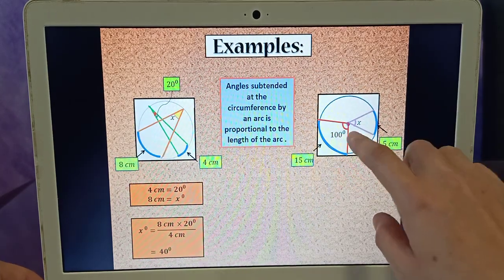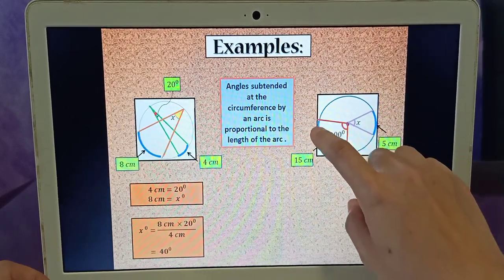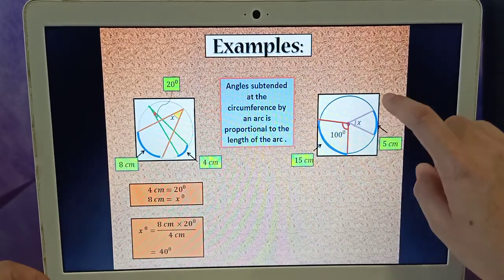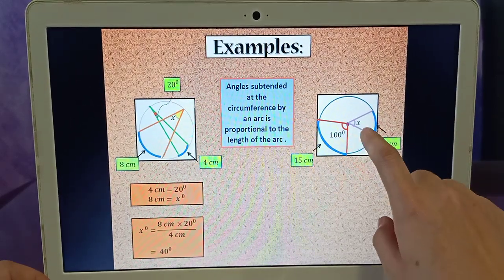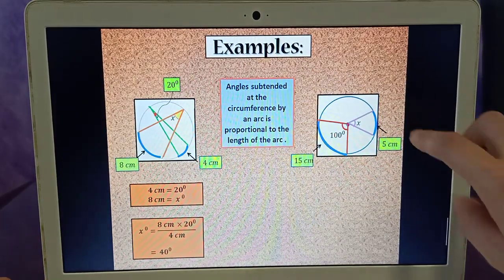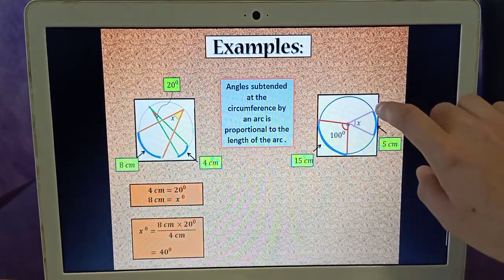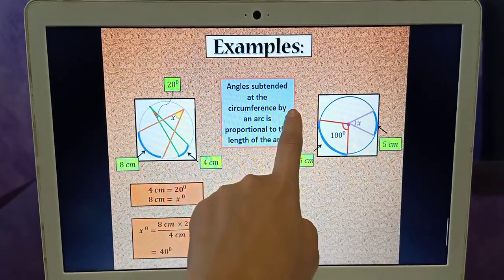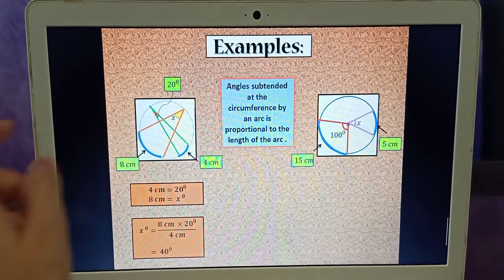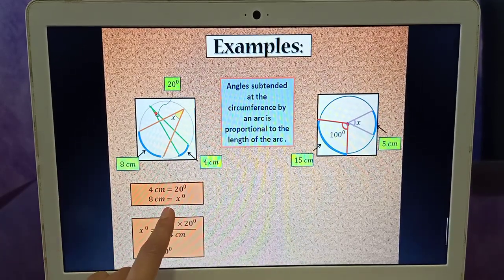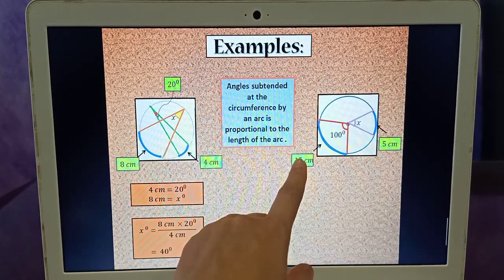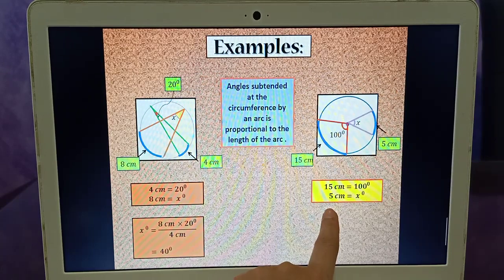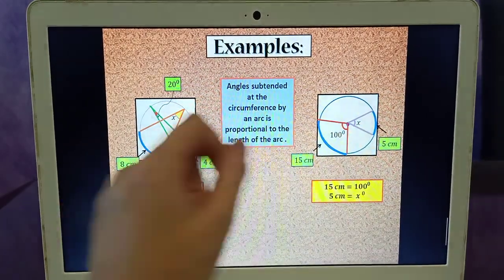This is angle subtended at the center by an arc of 15 cm. X is also angle subtended at the center by an arc of 5 cm. So can I say x equals 100 degrees? No, because the lengths of the arcs are not equal, but they are proportional, right? Angle subtended at the circumference by an arc is proportional to the length of the arc. So again, we will do something like this. This time 15 cm is equal to 100 degrees. How about 5 cm? 5 cm is equal to x degrees.